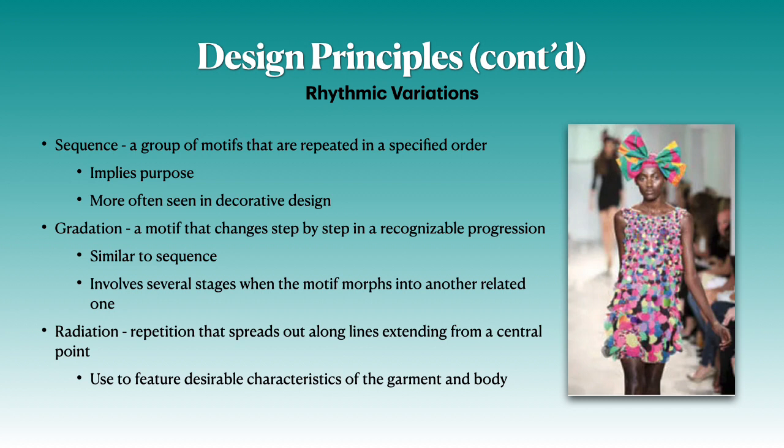And radiation is the repetition that spreads out along lines extending from a central point. So it's used to feature desirable characteristics of the garment and the body. An example of radiation would be a sunburst or the geometry of a daisy. So the center point, when you think about it, draws attention, and then the eye moves outward along the rays of a sunburst, or in the same respect with the daisy.